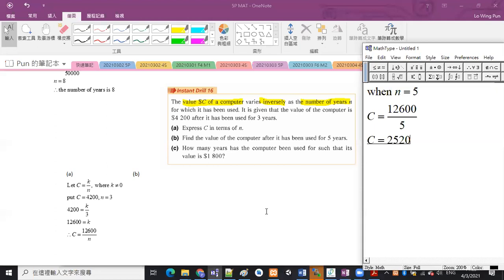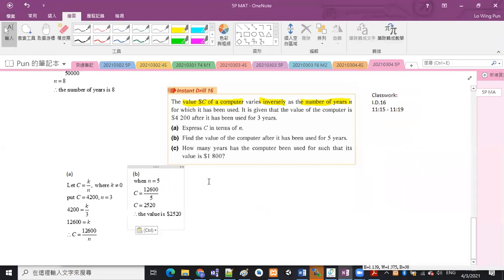Okay, but the question did not ask you to find the value of C. The question asks you to find the value of the computer, which has a unit of dollars. Therefore, you need to write down the conclusion. Therefore, the value is just $2,520. So that is the answer of part B.